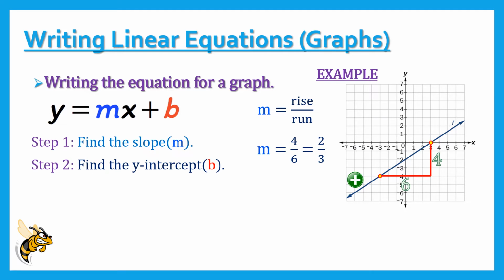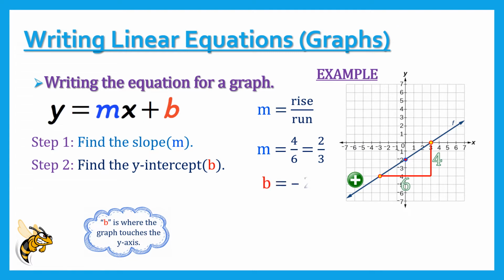Step 2, find the y-intercept, the b. The y-intercept is wherever the graph touches or crosses the y-axis. And in this case, it touches the y-axis at -2. So therefore, b is equal to -2.